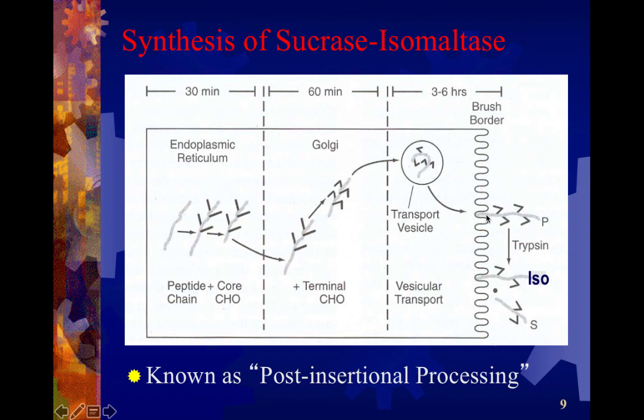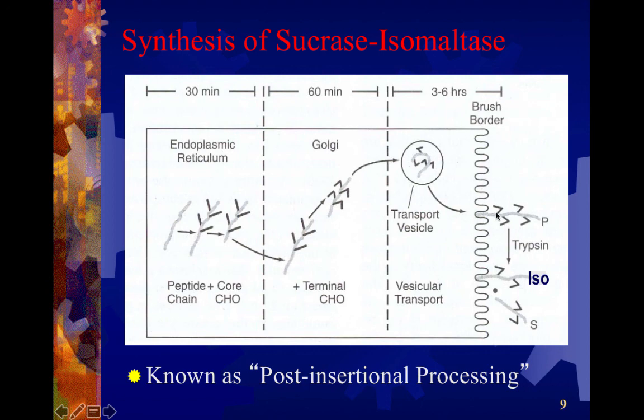So it's been inserted, but now it needs to be processed. This is known as post-insertional processing. The processing is when trypsin from the pancreas cleaves the precursor into two functional enzymes, isomaltase and sucrase. And this is a bad diagram. Sucrase is still bound to that brush border. But now you have isomaltase, which can cleave isomaltose, and sucrase, which can cleave sucrose.